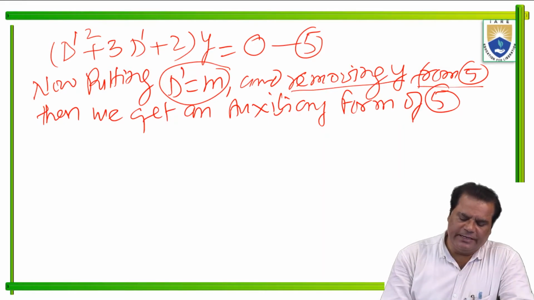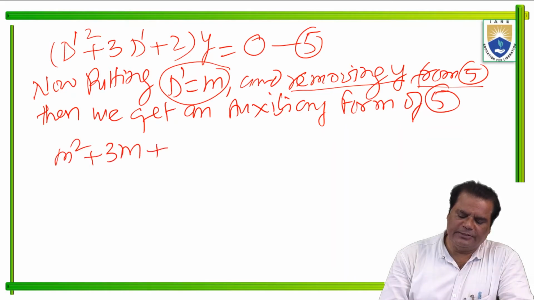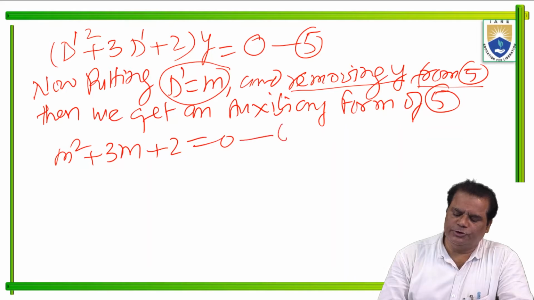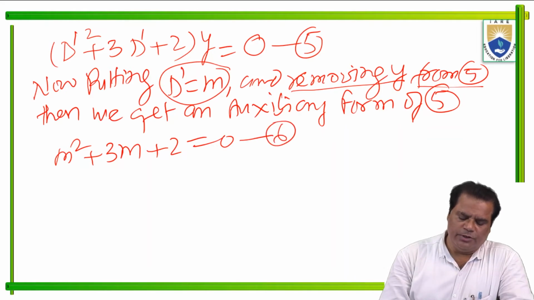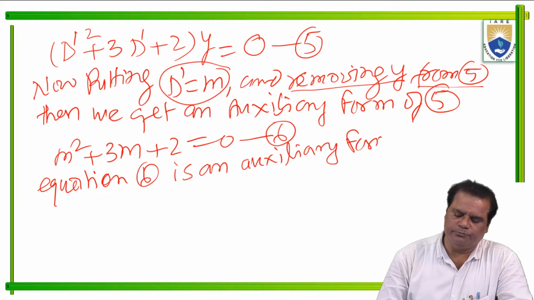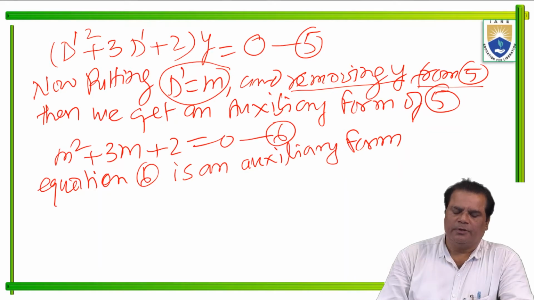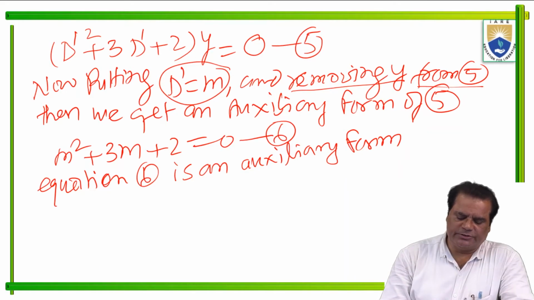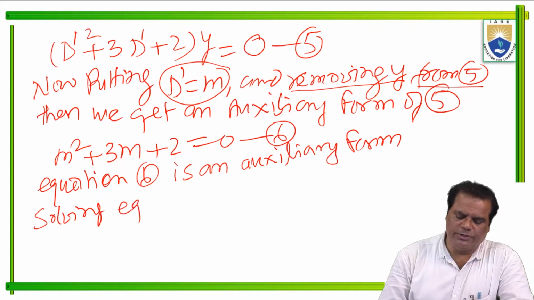Then we get here m square plus 3m plus 2 equal to 0. This is equation 6. Equation 6 is an auxiliary form. Solving equation 6.